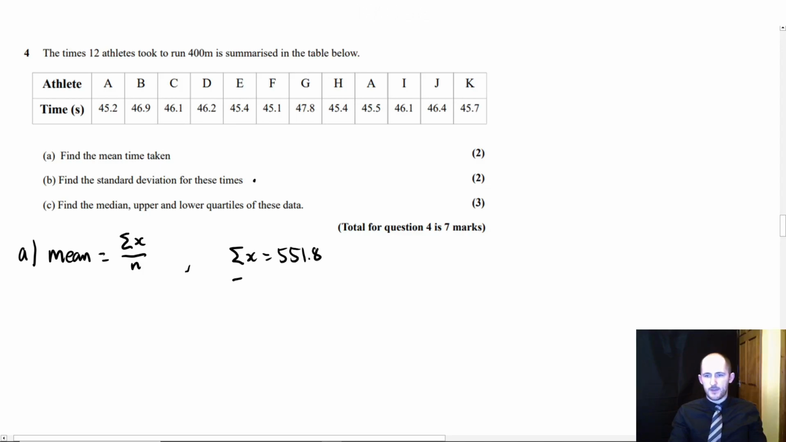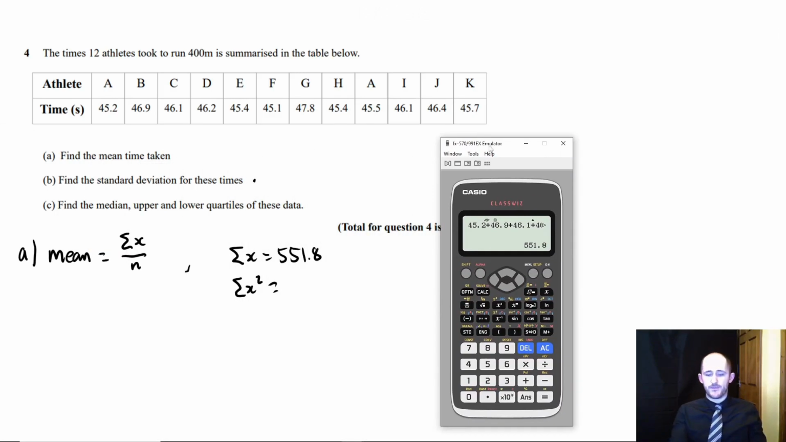While we're here, I'm actually going to work out the sum of x squared, which we need for the standard deviation, because I really don't want to enter this again. So keep in mind, it's not just this squared, okay? It's not going to be the same thing. So essentially, it's like Pythagoras' theorem, right?